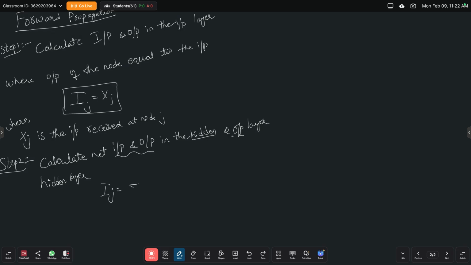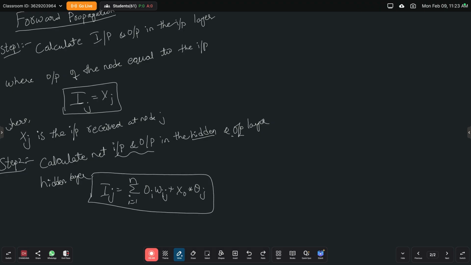Ij equal to summation of i equal to 1 to n, Oi (O means output), Wij plus x naught into theta j. Okay, this is the formula for the hidden layer.